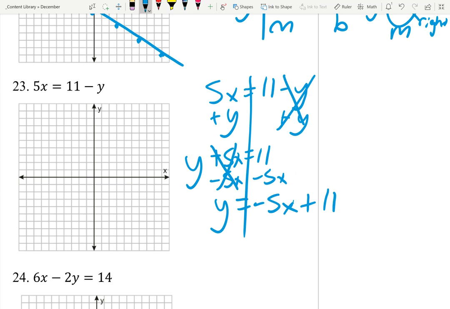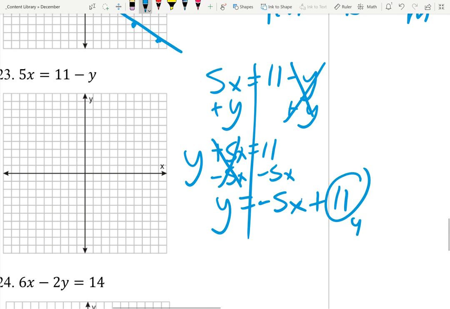So our y-intercept is at 11. So this is our y-intercept. We're going to have to go counting up to 11. I don't know if we have enough room for that. 1, 2, 3, 4, 5, 6, 7, 8, 9, 10, 11. 11 would just be 1 unit slightly higher. So I'll just pretend it's up there.